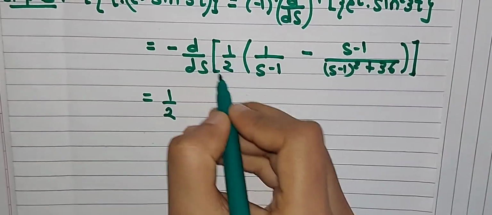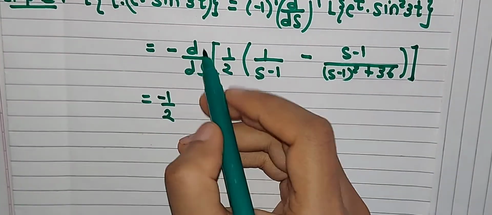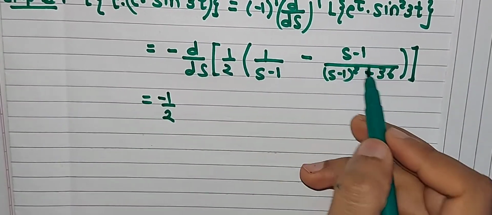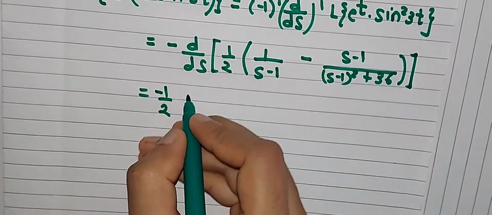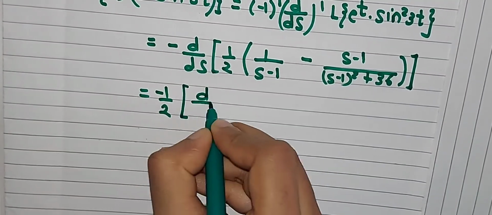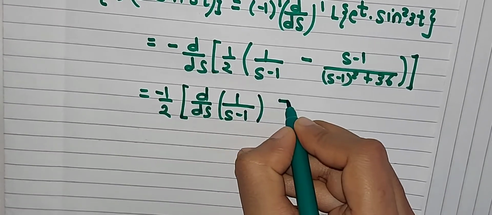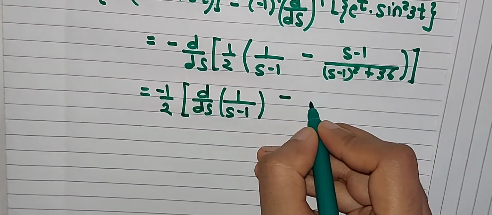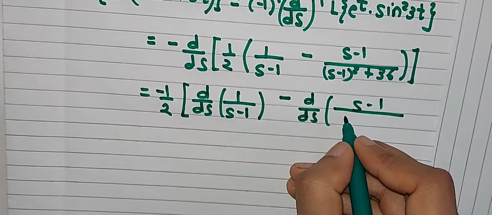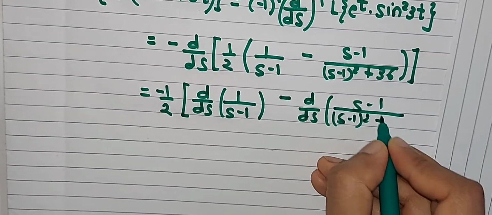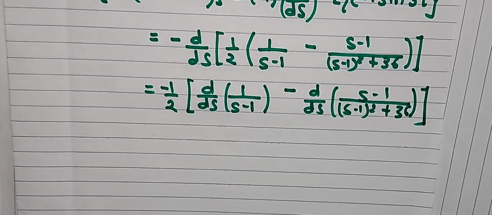Take this 1 by 2 outside from this derivative, that is minus 1 by 2, and apply the derivative on these two terms, because the algebra property is satisfied with respect to the derivative. Therefore my first term will be d by ds of 1 divided by s minus 1. This minus sign we will take as it is, and d by ds of my second term is (s minus 1) divided by (s minus 1) squared plus 36. So this will be my second function.